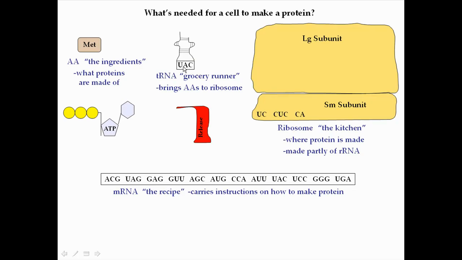And so because transfer RNA is a type of RNA, it has RNA sequences on it. And so that's what this is showing. We'll show you in a second why this is significant, that transfer RNA is made of RNA.